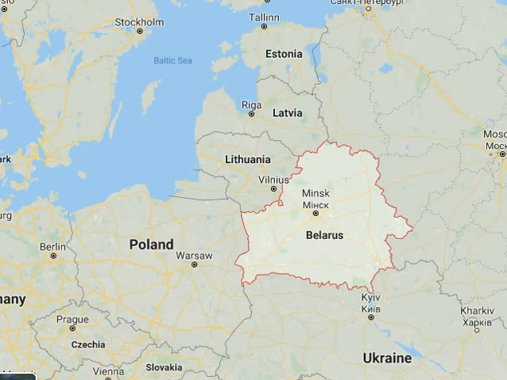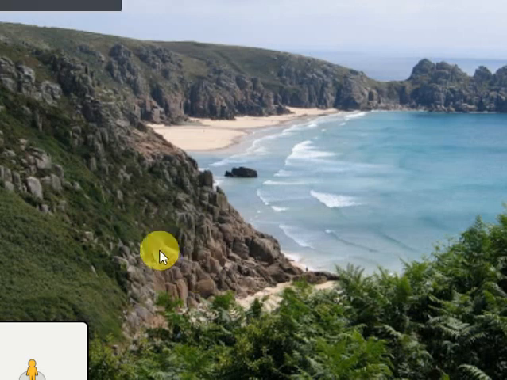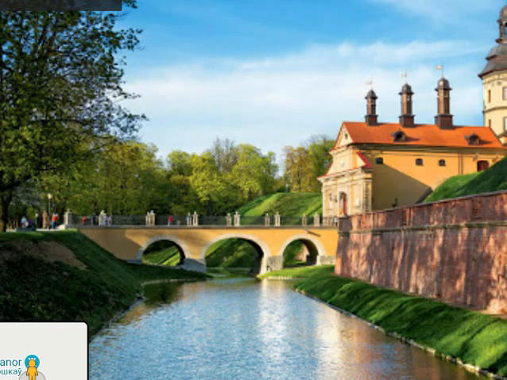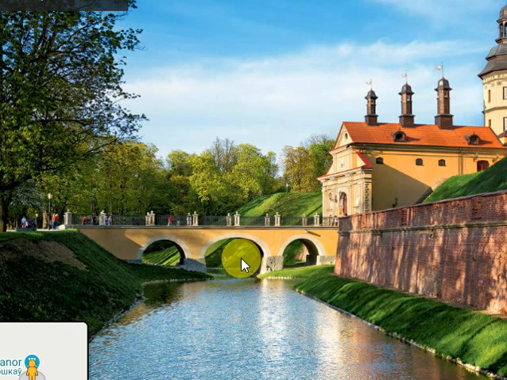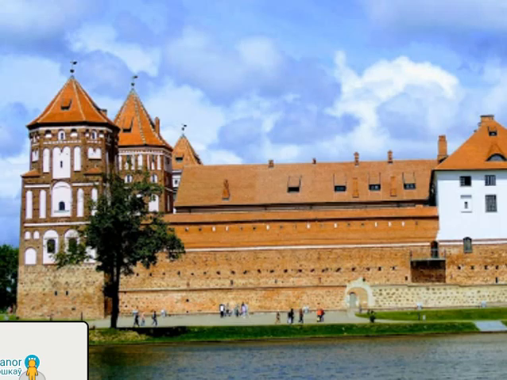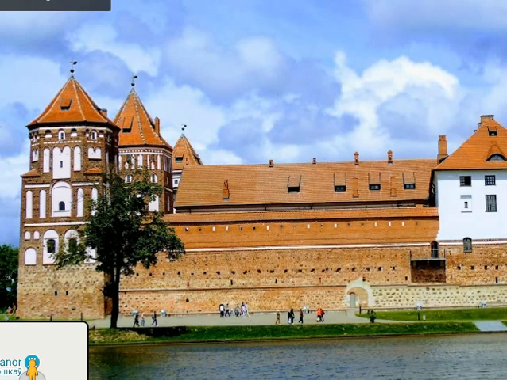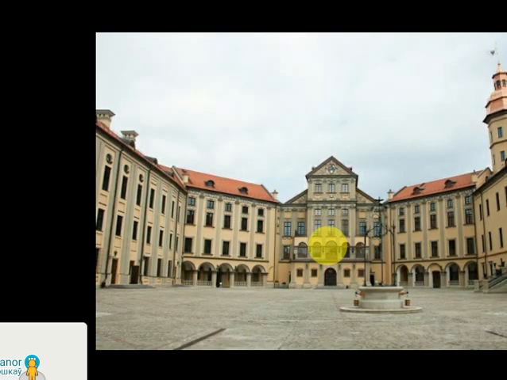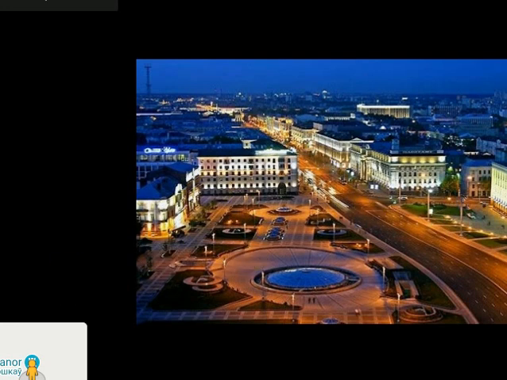Now let us see some interesting places in Belarus. An old church in Belarus. Very old, again a popular place in Belarus. Architecturally, you can see the unique design inspired by Russian architecture. Another important location in Belarus, again a church.